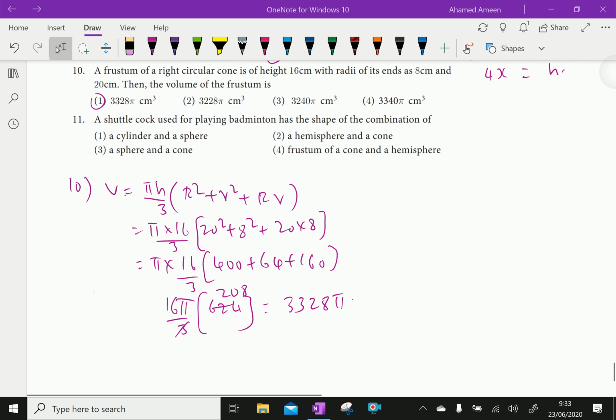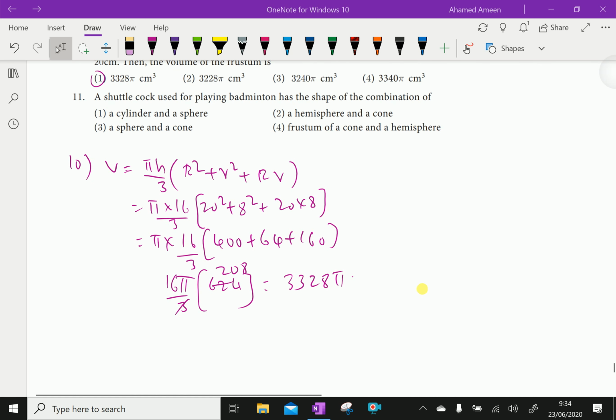Now question number 11. A shuttlecock used for playing badminton has the shape of the combination of: a cylinder and a sphere, a hemisphere and a cone, a sphere and a cone, or a frustum of a cone and a hemisphere. Frustum of cone and hemisphere, option 4. 11th is option 4.